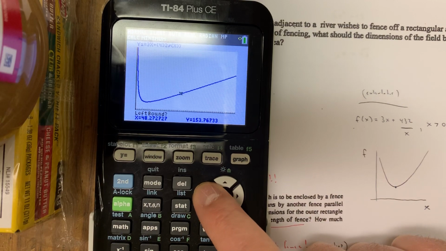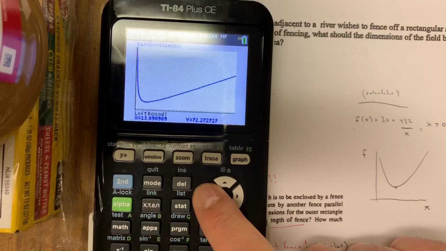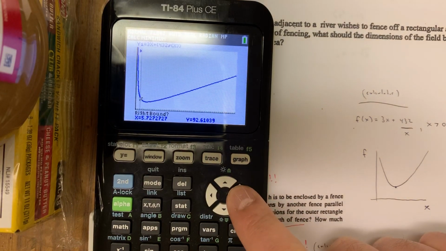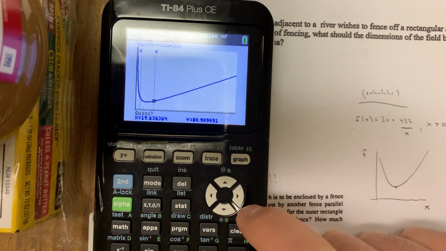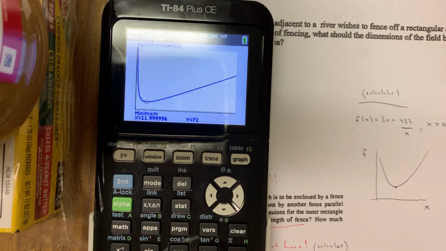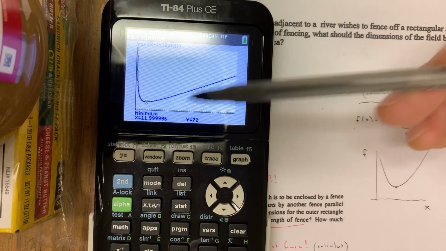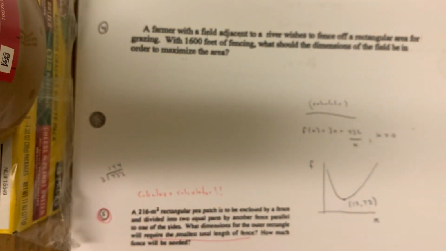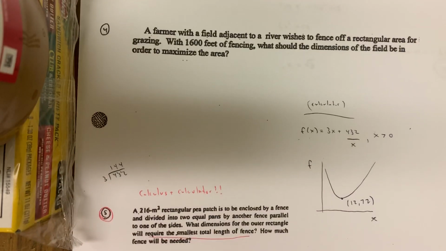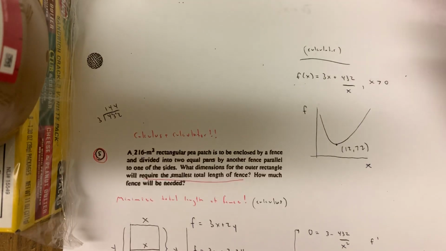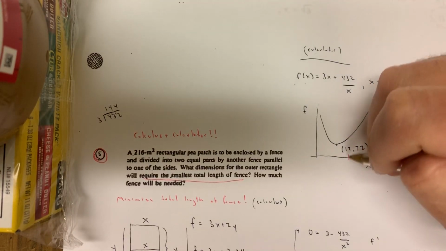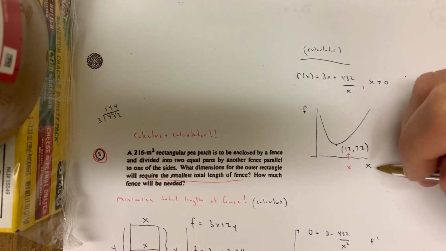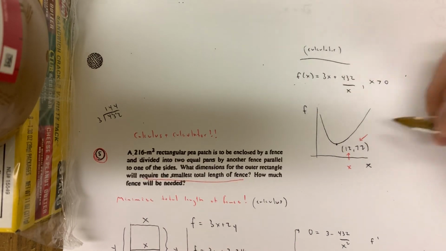Let's calculate that minimum. Bug, bug, bug, and then bug again to the right. Okay, and I get the minimum at, let's take things with a grain of salt here, we'll say that's 12, 72. Then we answer the question, right? They want to know the dimensions for the outer rectangle for it to require the smallest total length of fence. Well, remember, this 12 right here represents X, and this 72 right here represents F.